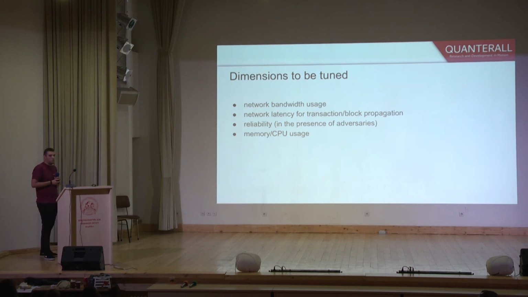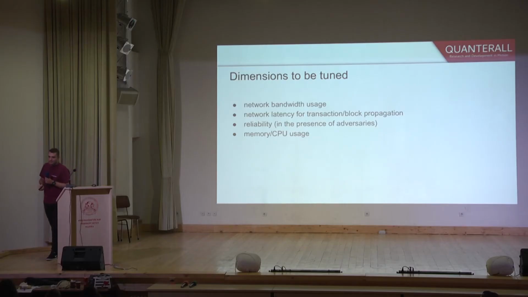We have dimensions to be tuned because our implementation is still initial. For example, the network bandwidth usage, the network latency for transaction and block propagation, the reliability, and the memory or CPU usage. But as it is in most cases, we can't have all of it at the same time. Ideally, our protocol has knobs to let the user configure what they want. For example, if you're running on a mobile device, you may want to reduce your network bandwidth at the cost of increased latency. Or on the other side of the spectrum, if you want decreased latency, this leads to increased network bandwidth and increased CPU usage.